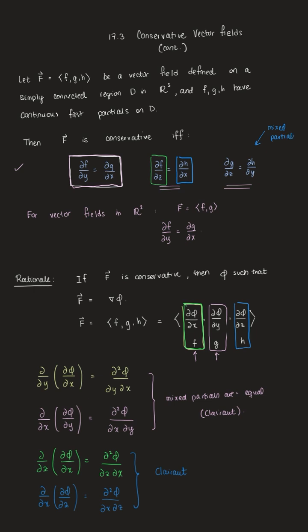And if they are, that's going to mean that our vector field is a conservative vector field whose components are partial derivatives of a potential function. So that's what that test means.